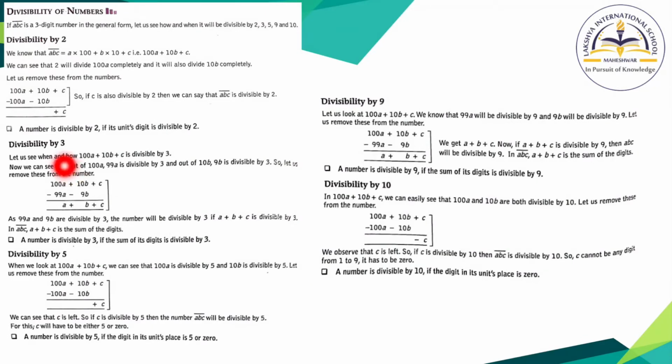Now divisibility of numbers. Divisibility by 2. We know that ABC is a into 100 plus b into 10 plus c. Now here you can see the remainder is c. If c is divisible by 2, then we can say that ABC is also divisible by 2. A number is divisible by 2 if its unit digit is divisible by 2.